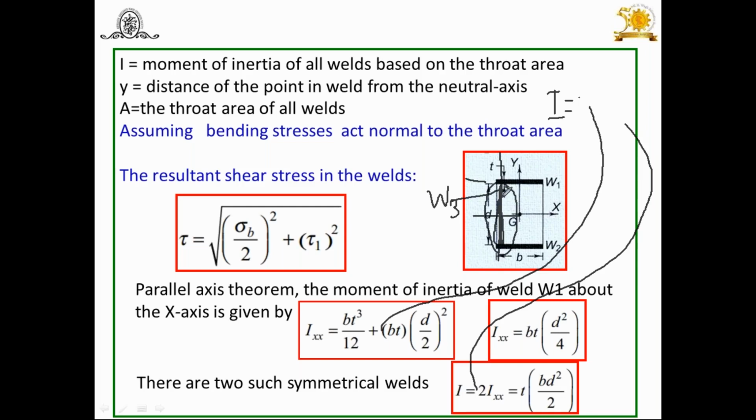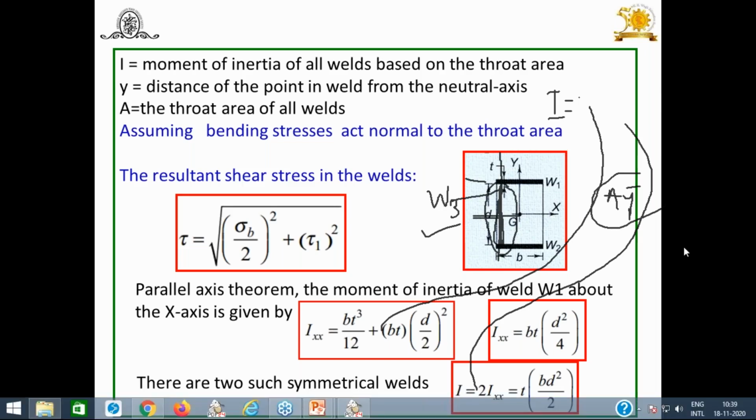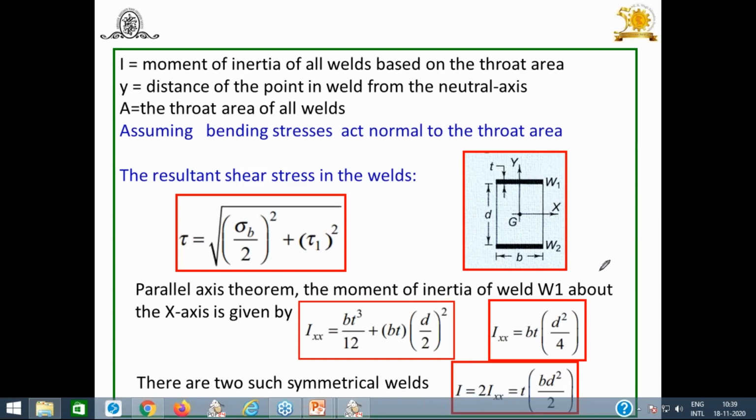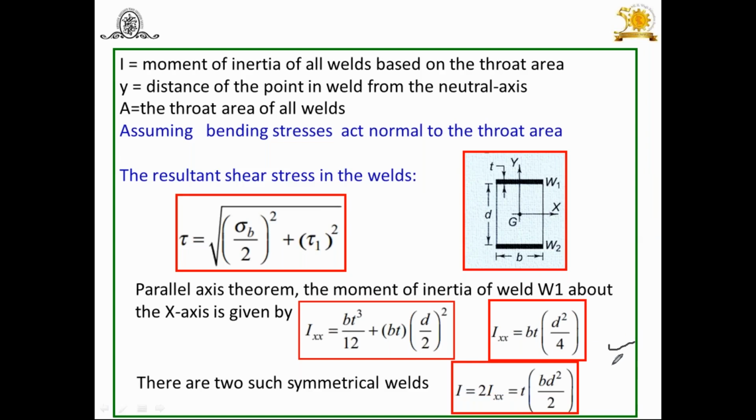D into T cube by 12. And again, if you are going to say A into Y bar, the Y bar means you will get 0. The A Y bar term becomes 0. So just you can put this value, that is D into T cube by 12. In this way, you can easily find out the IY for the weld 3 also. You can add for 3 welds. In this way, you have to carry out your analysis to find out the I, that is the moment of inertia of the welds. I hope you understood this.